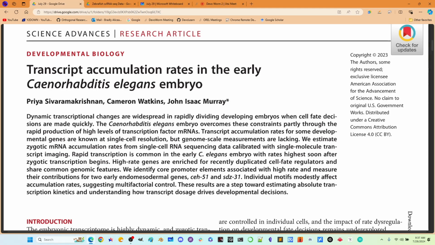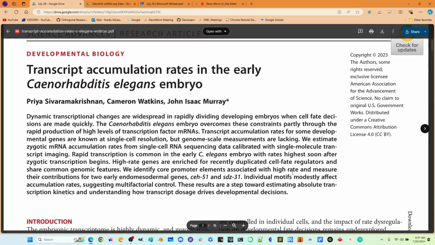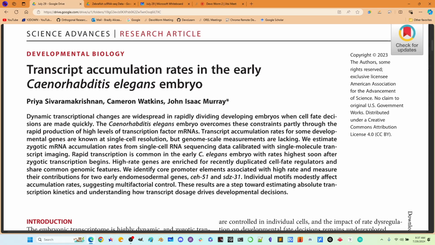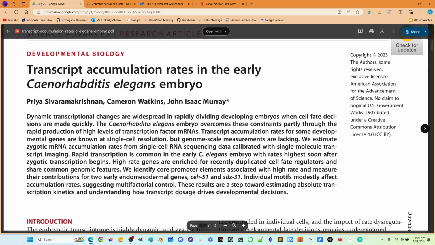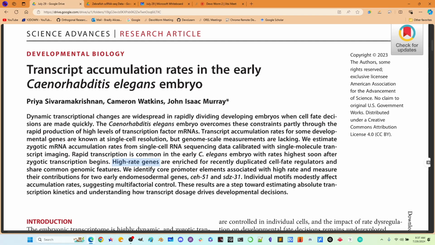So we can get to those differentiation events and have the genes, or at least have the mRNA complement at the right amounts to make a difference, to support that differentiation event. Okay, so high-rate genes are enriched for recently duplicated sulfate regulators and share common genomic features. But he says high-rate genes, that is where you have this high rate of transcription. This is enriched for recently duplicated sulfate regulators.